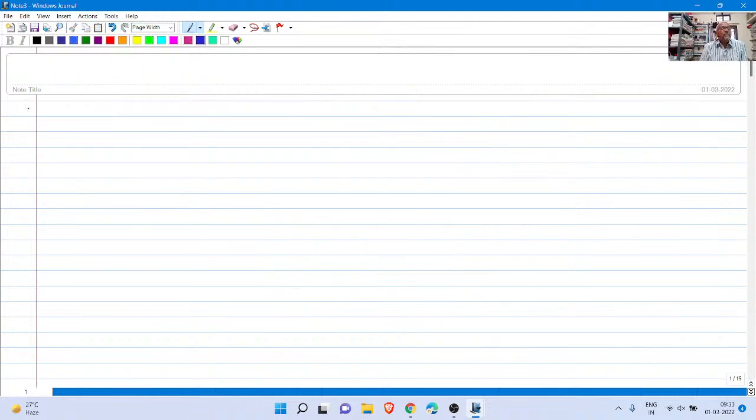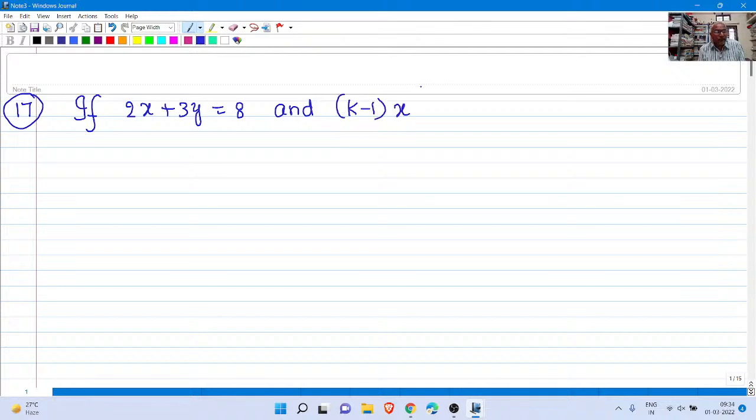Now the 17th question. Let us move to the 17th question. If 2x plus 3y is equal to 8 and k minus 1 times x plus k plus 1 times y is equal to k plus 2 has no solution. So these types of questions are very, very important.